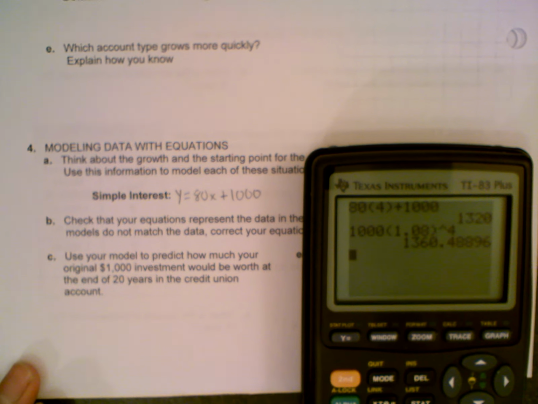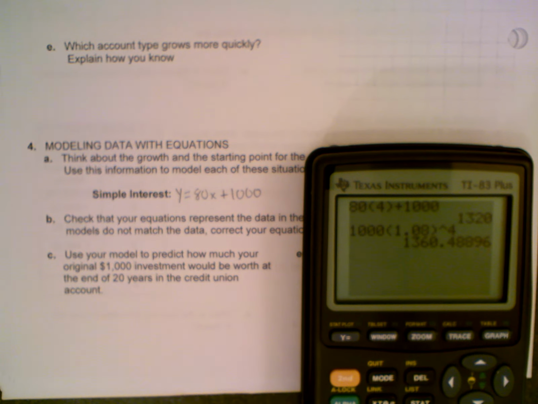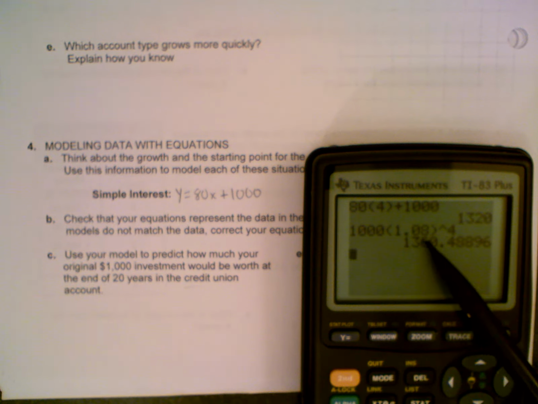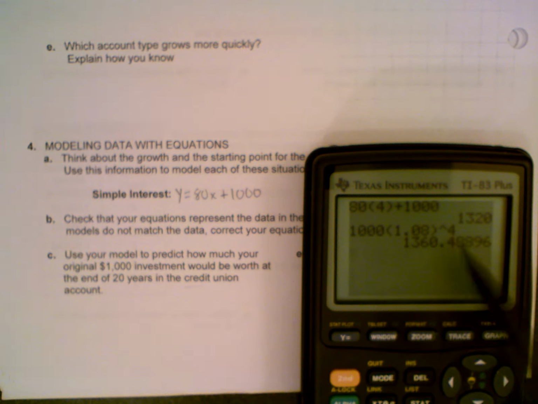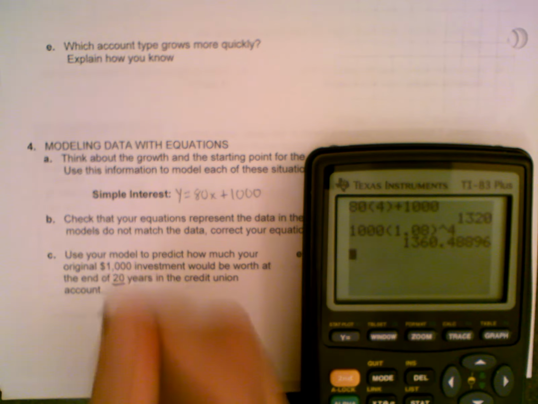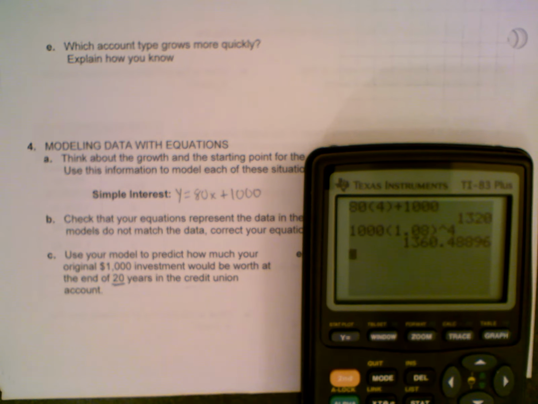All right, question C. We're going to use the model to predict how much the original $1,000 investment would be worth at the end of the 20 years in the credit union account. Just a little reminder that the credit union account was for the compound interest. So I've got my equation here, 1,000 times 1.08 to the x power, but if I want to look at the 20 years, I'm going to raise it to the 20th power. So 1,000 parenthesis 1.08 to the 20th power.